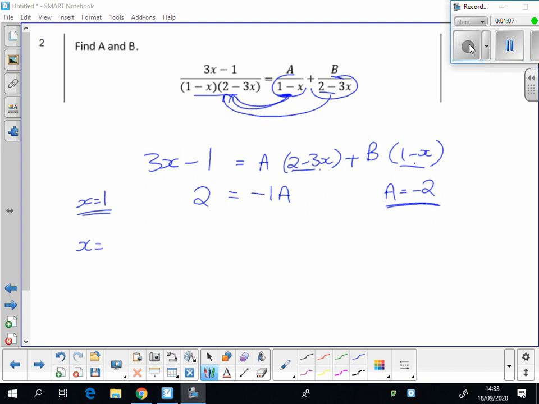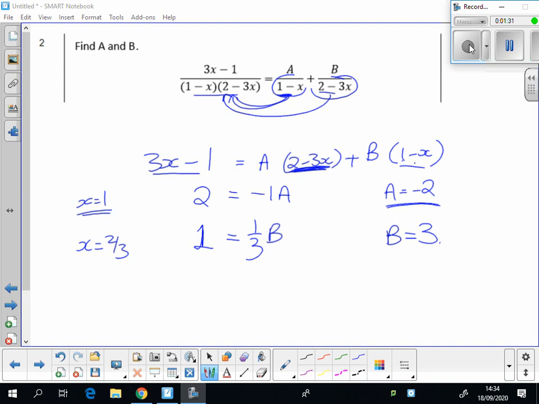The other number that we're going to need is what goes in this one to make this one equal to 0. And so that's 2/3. Put a 2/3 in this side here, and you're going to get 2 take away 1, which is 1. That bit's 0, and 1 take away 2/3, so you've got 1/3 of b here. And so b is equal to 3.